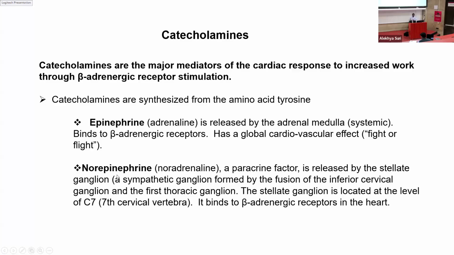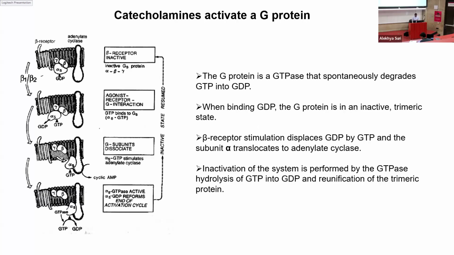And then the second one is norepinephrine, also called noradrenaline. It's a paracrine factor. It is released by the stellate ganglion, which is located at the level of the seventh cervical vertebra. And it also binds to beta receptors. I mean, epinephrine and norepinephrine mostly bind to beta receptors, but also bind to alpha receptors with a different affinity. But for current purposes, we're going to focus only on the beta adrenergic receptors, and how epinephrine and norepinephrine stimulate the beta receptors and activate the signaling molecules.